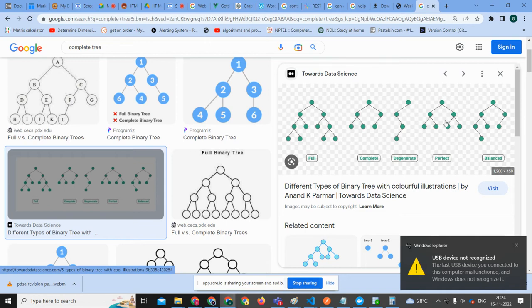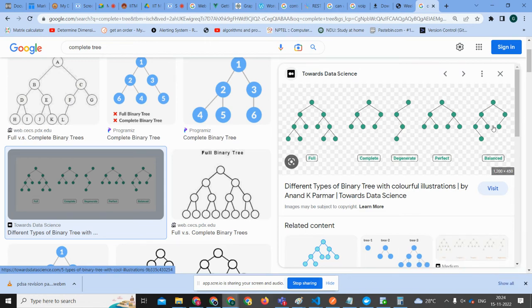I'll come here. See this? This is a balanced tree, AVL tree, like you have seen this, right? Balanced tree. Got the point? Good.